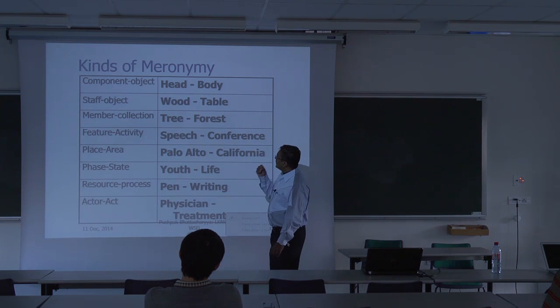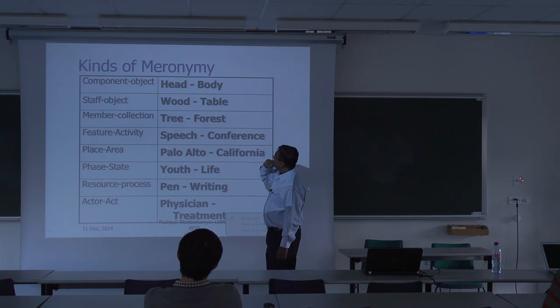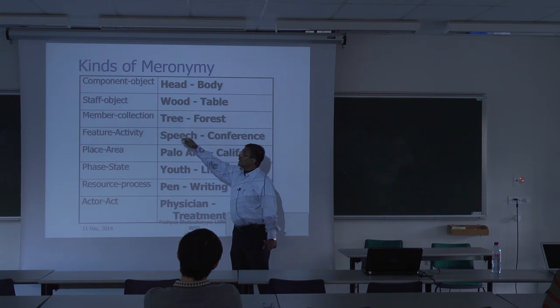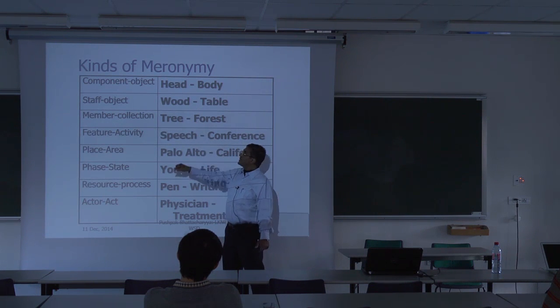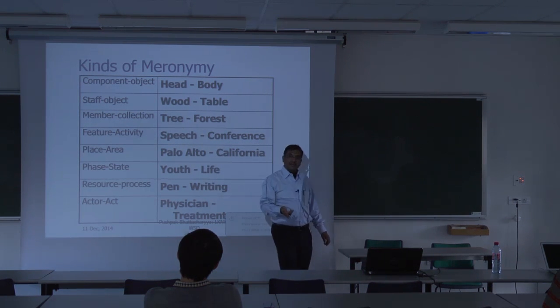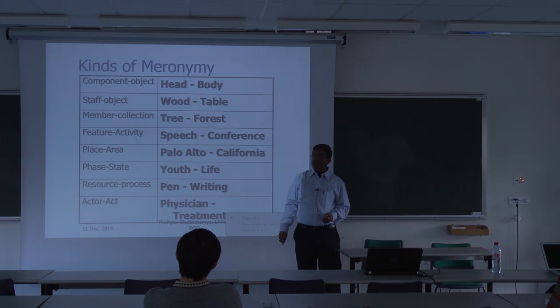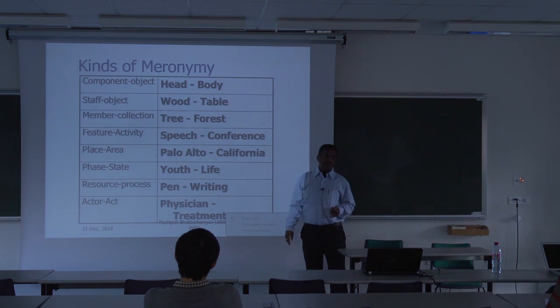So let's see. Speech is a part of, a feature of conference. For example, you can say a leaf is a part of the tree, which is component object, but it will be strange to say leaf is a part of forest. Here transitivity fails because there are two different kinds of meronymy. This example is a good one. Leaf is part of tree, tree is part of forest, but leaf part of forest is strange.